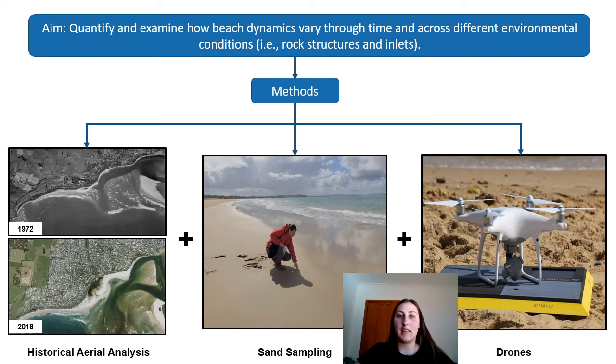I used three key methods for my research. Firstly, I engaged in historical aerial analysis, which involved measuring the rates of shoreline change from 1950 through to 2020. Secondly, I collected sand samples across the coastline to identify some potential sources and sinks of sand movement. And lastly, I used drones to collect aerial images of the beach and created some 3D models from them, which I then derived some volumetrics from.